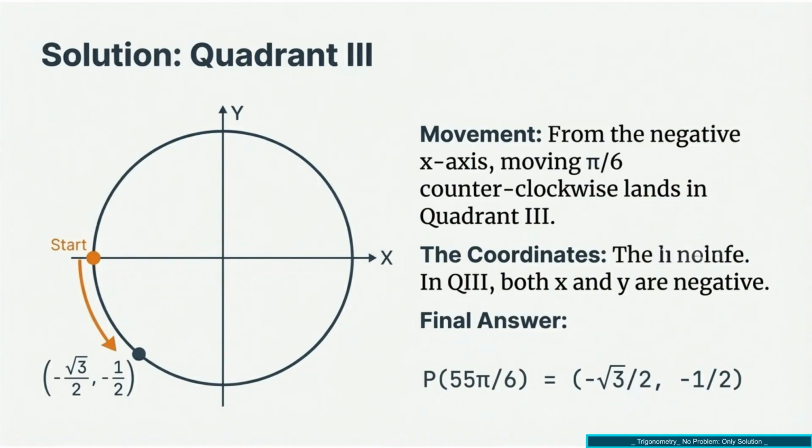Moving pi over 6 counterclockwise from the negative x-axis lands us in quadrant 3. In quadrant 3, both x and y are negative. Therefore, P of 55 pi over 6 equals negative square root of 3 over 2, negative 1/2.